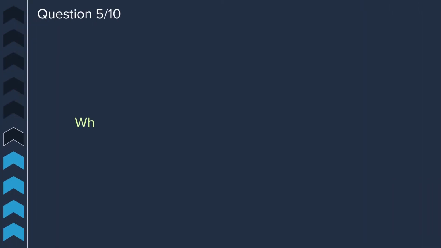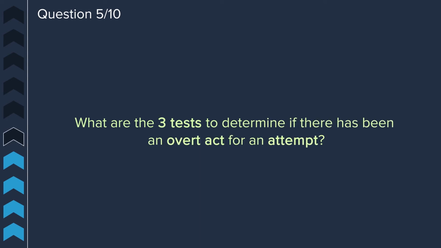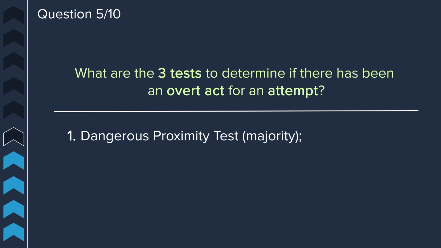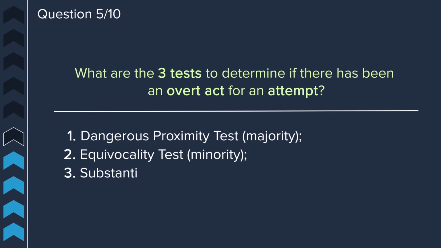Question 5. What are the 3 tests to determine if there has been an overt act for attempt? The 3 tests to determine if there has been an overt act for an attempt is first the dangerous proximity test, which is used by a majority of jurisdictions. Second is the equivocality test, which is used by a minority of jurisdictions. And 3, we have the substantial step test, which is used by the MPC.